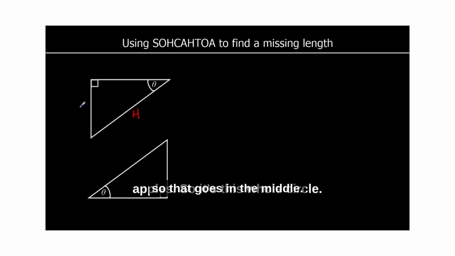is called the opposite. So the one opposite the angle that we're either working out or we've been given is called the opposite. And the one in between our angle and the right angle is called the adjacent. So we've got a hypotenuse, an opposite, and an adjacent.